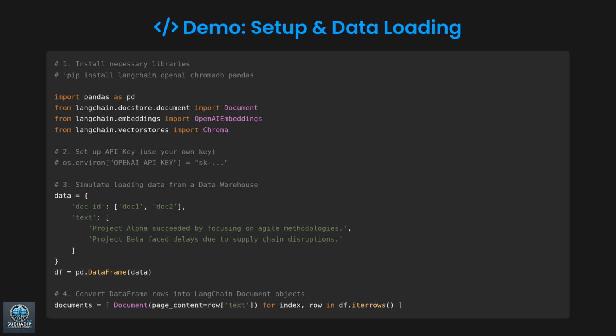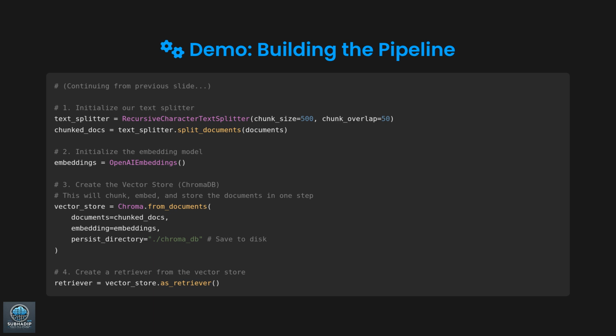Now for the code. First, we install the required libraries, including LangChain OpenAI for embeddings and ChromaDB for our vector store. We set our API key. Then we simulate loading data from a warehouse. For this demo, I have created a simple pandas data frame with some project reports. Finally, we convert each row of the data frame into a LangChain document object, which is the standard format the library works with.